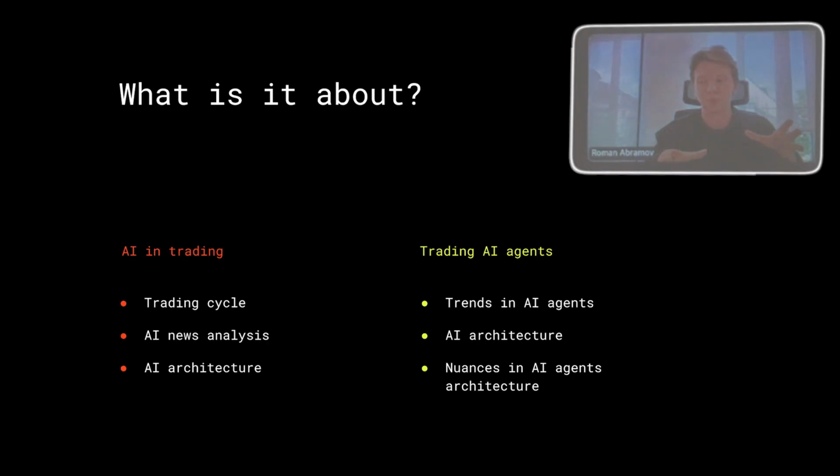But generally, what we are speaking about today, we have two main topics that I want to discuss. The first one is generally AI in trading. We'll be discussing how our current architecture works, what the trading cycle is and how we people trade, as well as how AI trades. And what are trading AI agents? They've been quite hyped for a while already, and we'll take a look at the architecture, nuances, and why you would like to create an AI agent instead of a usual AI architecture.